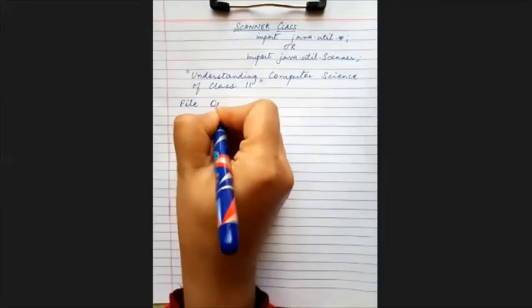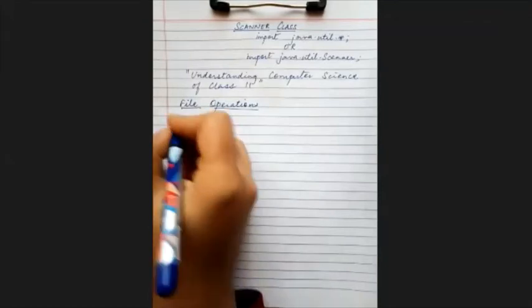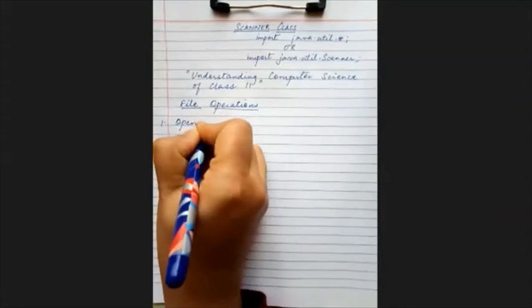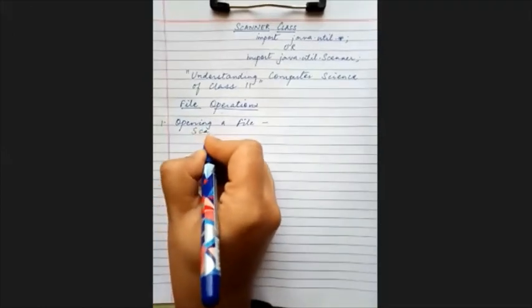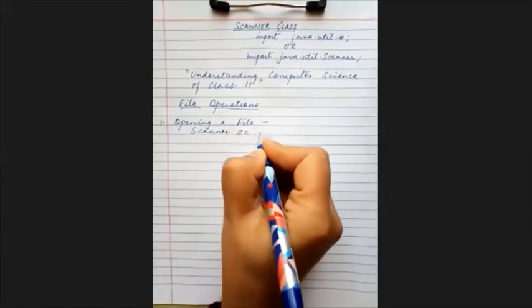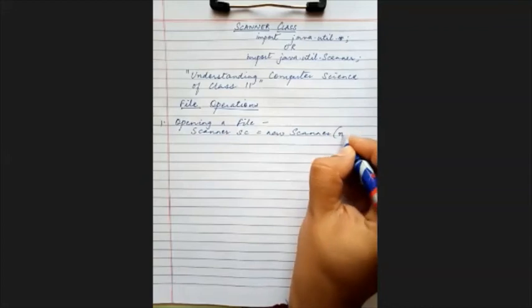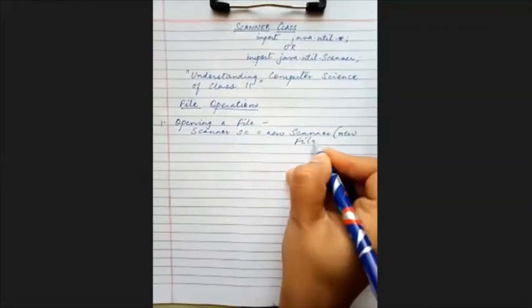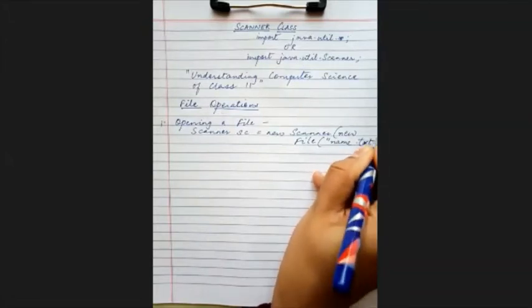Now we come to file operations using scanner class. How do we open a file? First is opening a file using scanner class. First we create a scanner class object. Here itself, you'll write new file and the name of the file. Name.txt.